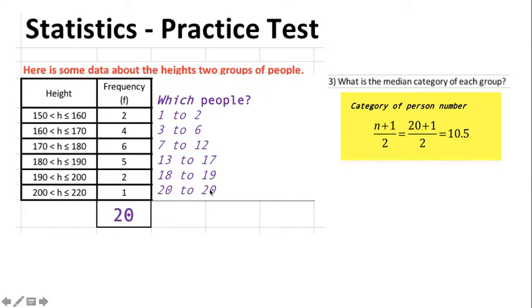So the whole thing finishes off with person number 20, which ties in with the fact that we've got 20 people. So out of all those people, we're looking for the middle person, person number 10.5. And you can see from what we've done here that person number 10.5 would be in this group. So the median category is the category that the middle person is in. So in this case, 170 to 180.